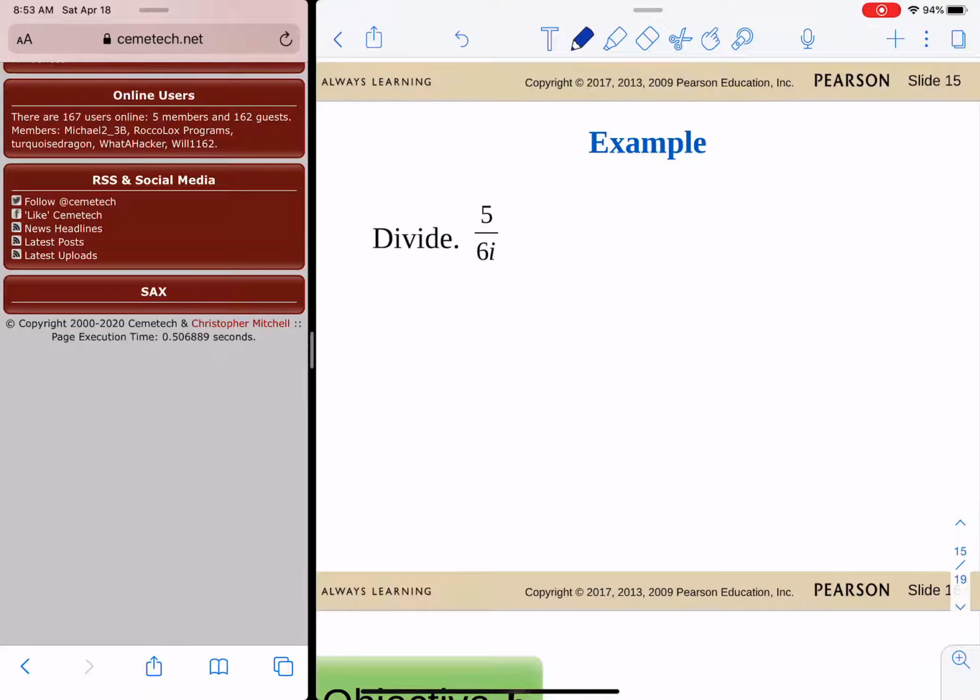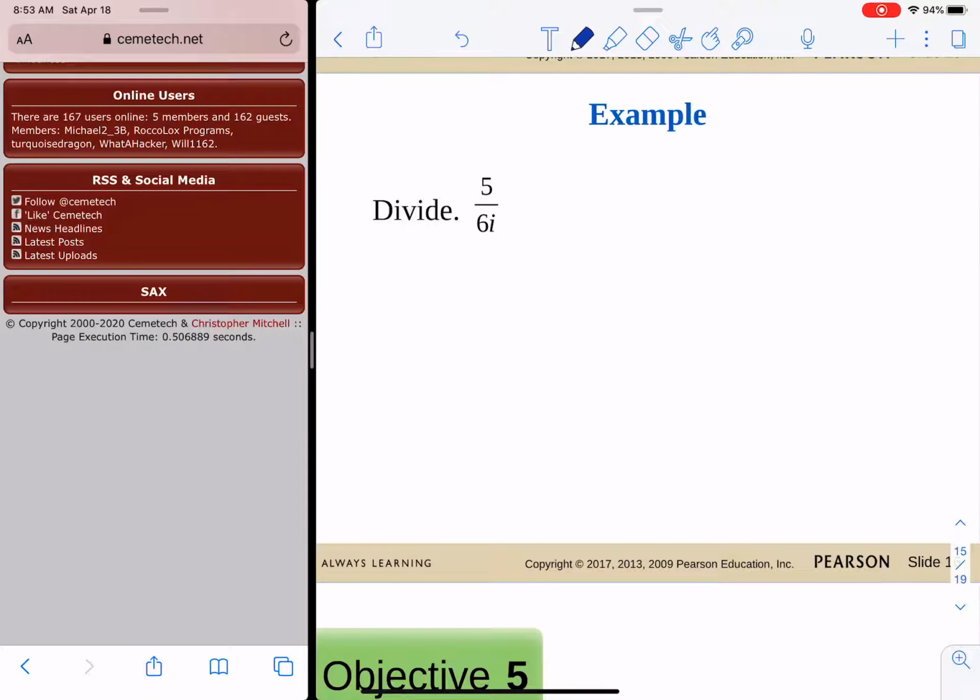This is a division problem, but it is simple compared to the previous one. So you may say, well, there is no real part in the denominator, so how do I find the conjugate? So I could write 6i as 0 plus 6i. Now we can identify the conjugate, which is simply 0 minus 6i.